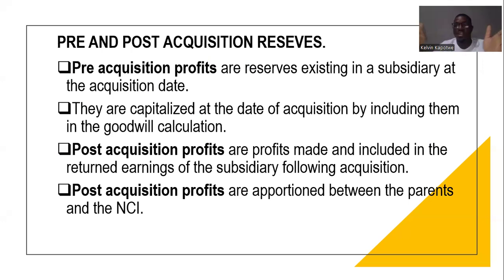So that movement is now what is going to be shared by the new owners or the new parent as well as the NCI. They are capitalized at the end of the acquisition by including them in the goodwill calculation. And post-acquisition profits are profits made and included in the retained earnings of the subsidiary following acquisition. I think I've explained that point, and I don't need to belabor it. So these post-acquisition profits are the ones that are then shared between the parent and the NCI.